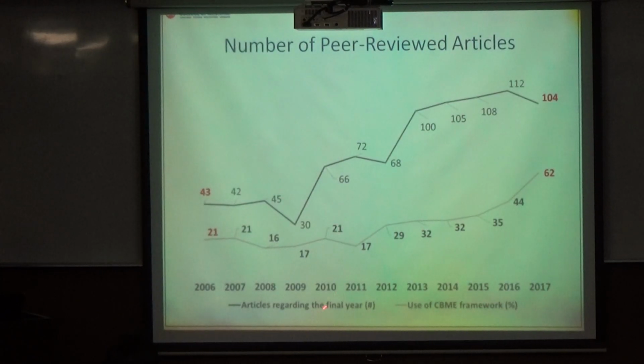So here, the darker line shows the articles related to the fourth year of the curriculum. In 2006, it was about 43, and then there was a big dip, and then you can see there's some increase that happens here. And this is articles that have to do with the competency-based framework as well. There's a big leap here.